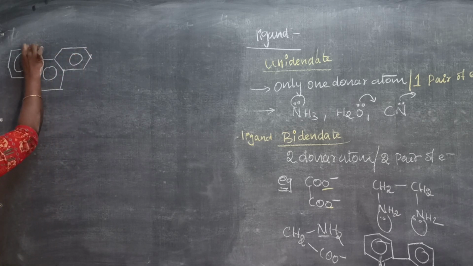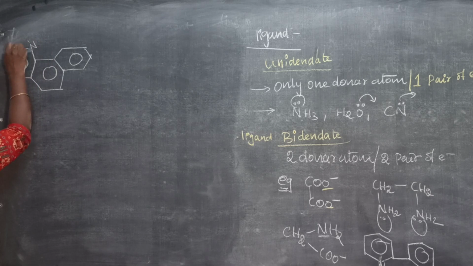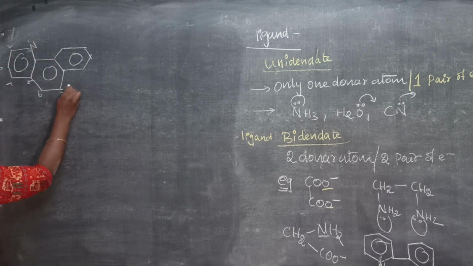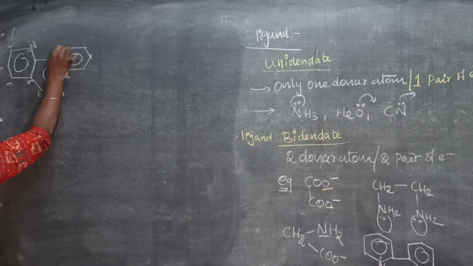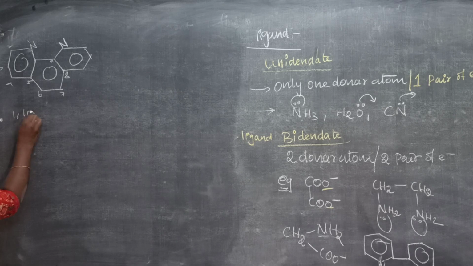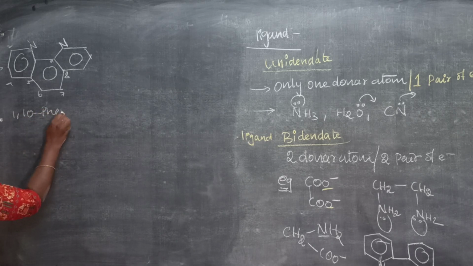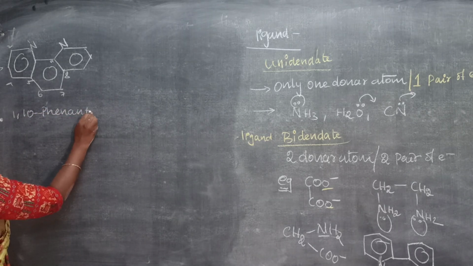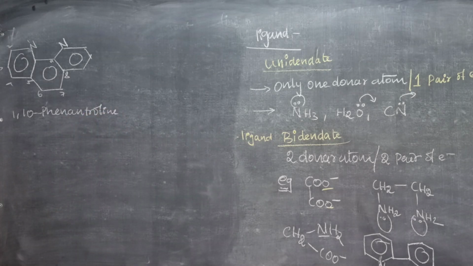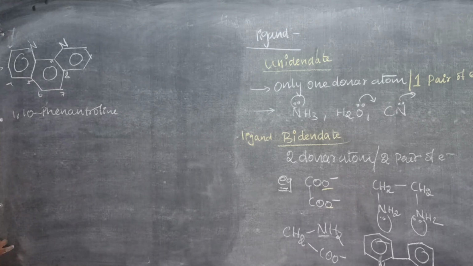Look at here. Here is the first position: 1, 2, 3, 4, 5, 6, 7, 8, 9, 10. So 1,10 phenanthroline, or phen. Phenanthroline is also a bidentate ligand, containing two donor atoms. These examples belong to bidentate ligands.